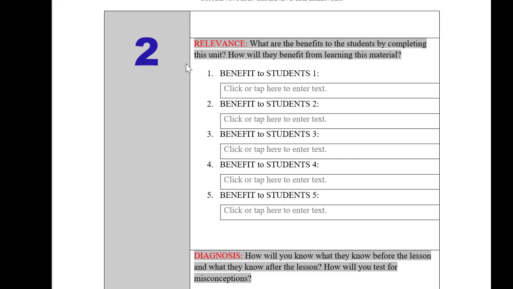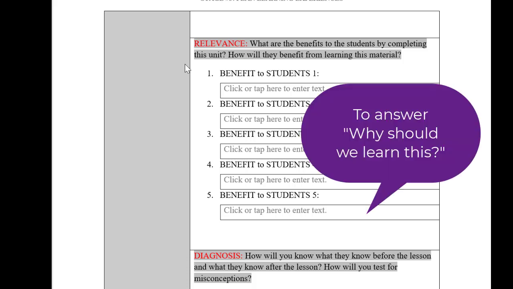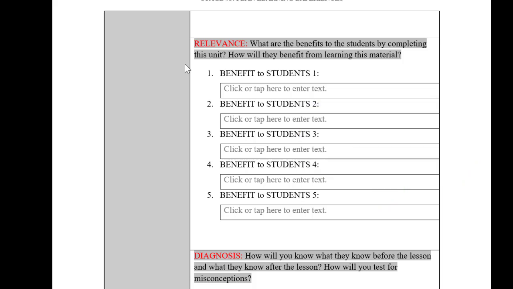What is the relevance of this lesson? What are the benefits to the students by completing this unit? Why should they do this? How will they benefit from learning this material? I think that is the biggest thing that we hear from our students is, why do I have to learn this? Why am I taking the time out of my day to learn this? Well, this is your chance as the instructor to tell them that, to give them that purpose back. So let them know why they're learning what they're learning.